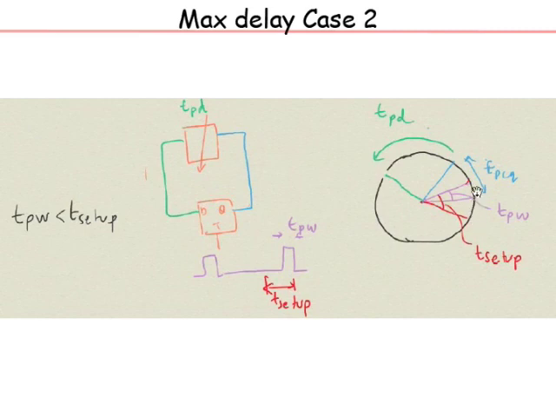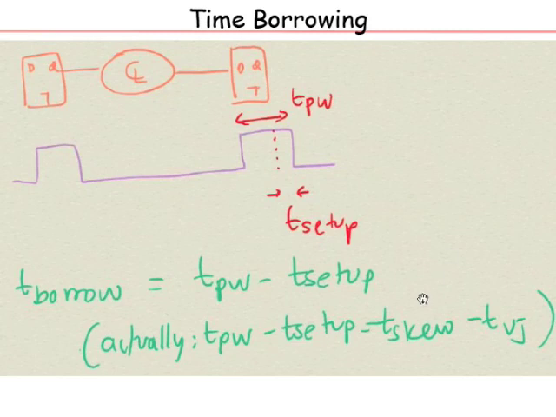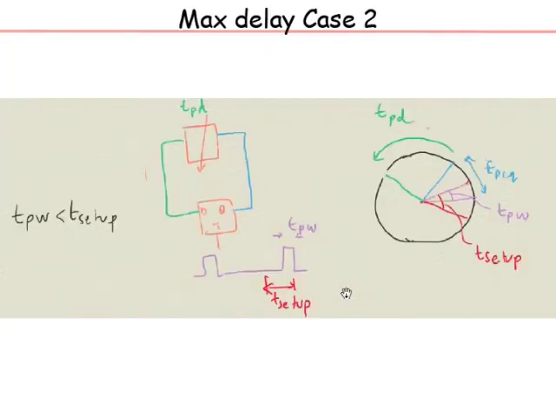So what it means is TPCQ plus TPD has to be equal to TC plus T setup minus TPW. So that is the equation. So that's basically what we have. And of course, I have not written out all the equations, but these are the equations you can look up in the text also.